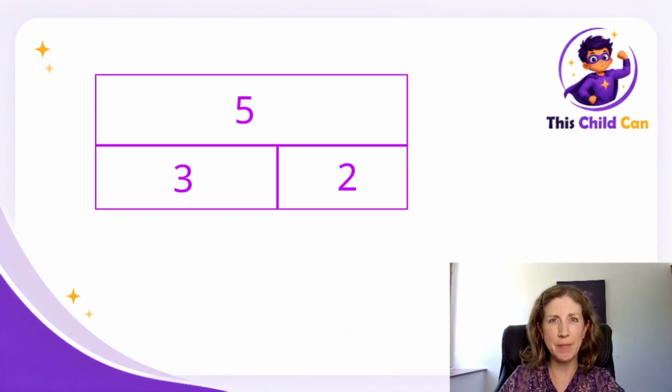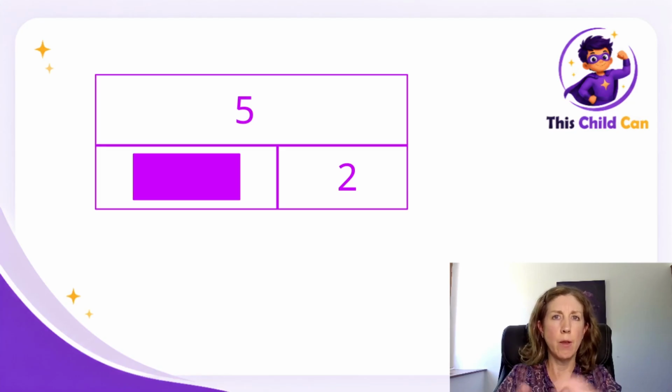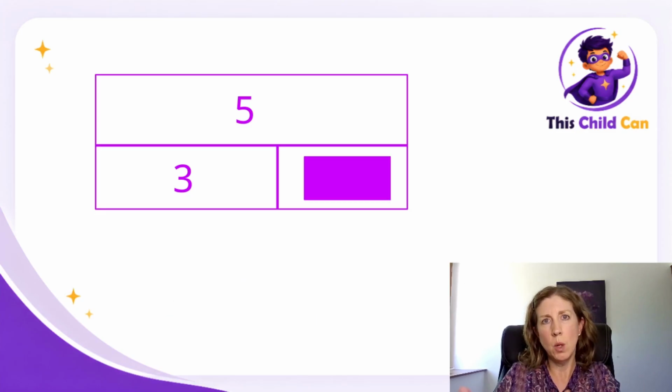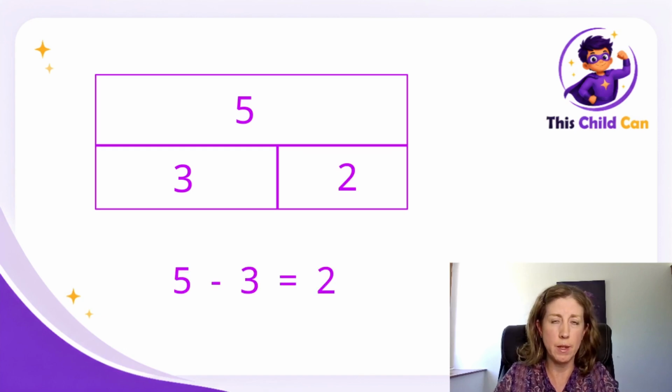What about subtraction? Well, we start with the whole, 5. We then cover up one of the parts. Here we've covered up the 3. We can then ask, if the whole is 5 and one part is 2, what's the missing part? Then we can reveal that 5 take away 2 equals 3. Then we can swap them over. This time we cover up the 2. Again, we ask, if the whole is 5 and one part is 3, what's the missing number? Again, you can then reveal that 5 take away 3 equals 2. This is because subtraction always starts with the whole, and then we have to find one of the missing parts, and the bar model makes this visible.